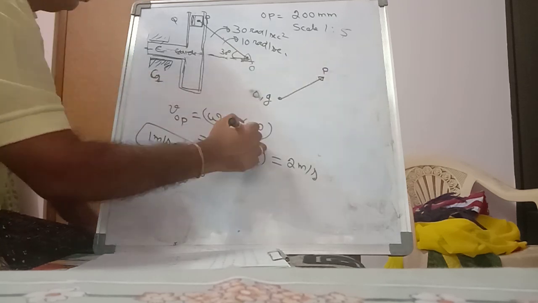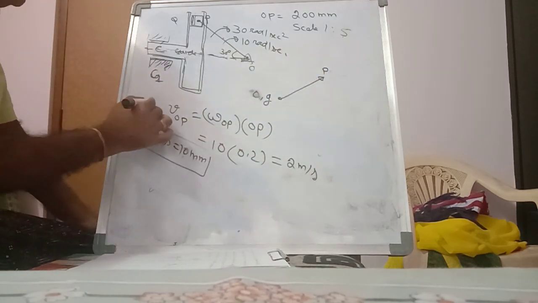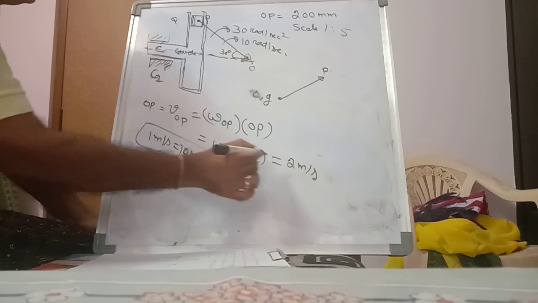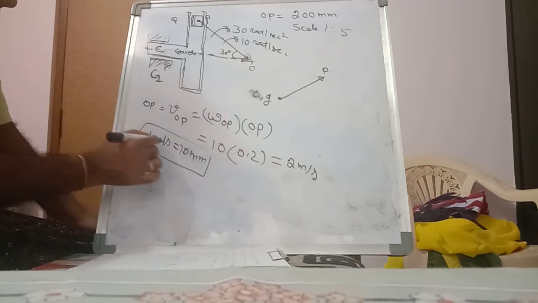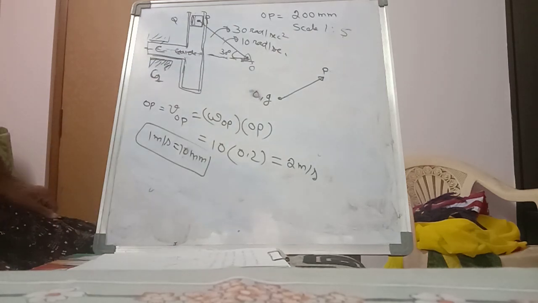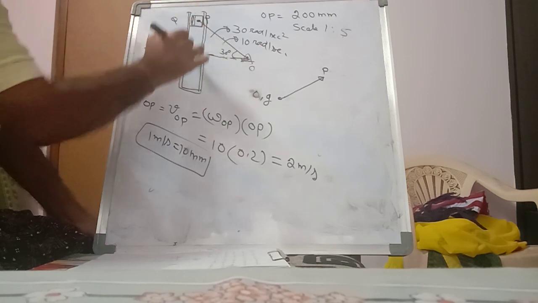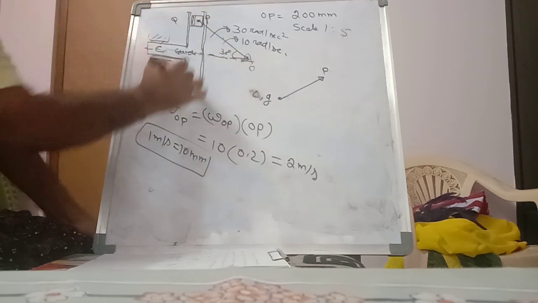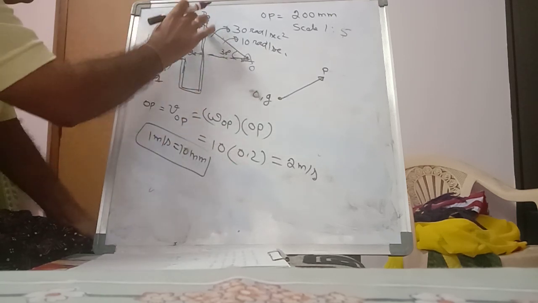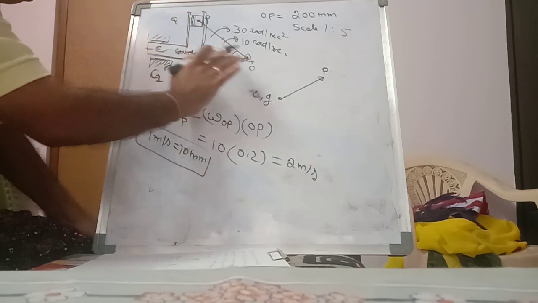So what is the length of the small OP? The small OP length is nothing but VOP, which is equal to 2 meters per second. That means 20 mm. After getting P, now P is connected to a slider. How is the slider moving? Vertically. And also this total guide is moving horizontally.